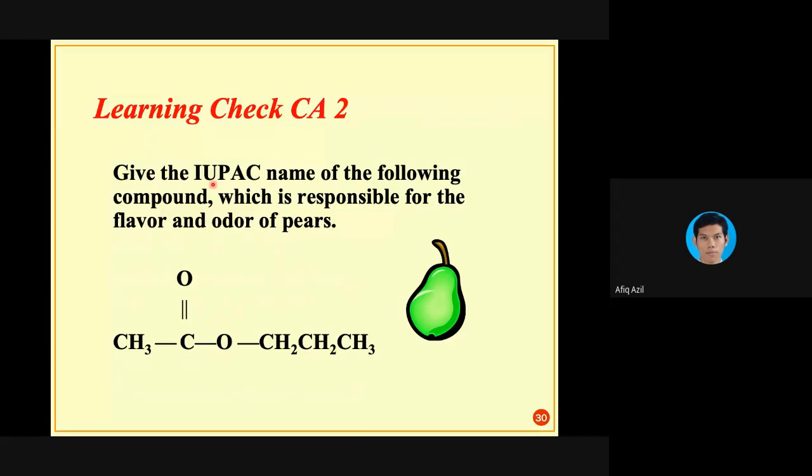So let's try. Give the IUPAC name of the following compound, which is responsible for the flavor and odor of pears. The first step is to check the carboxylic acid part, which is the CH3 C double bond O. If you have 2 carbons from ethanoic acid, you convert it to ethanoate. And on the alcohol part, 3 carbons, propane to propyl. But when you write it, this part has to be written first. So propyl ethanoate.